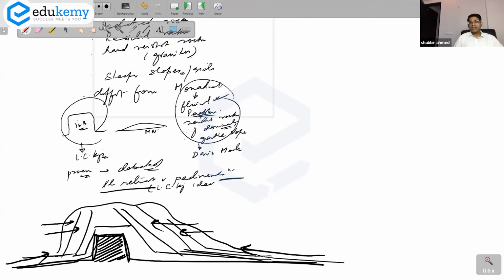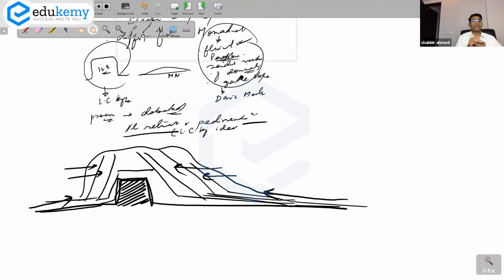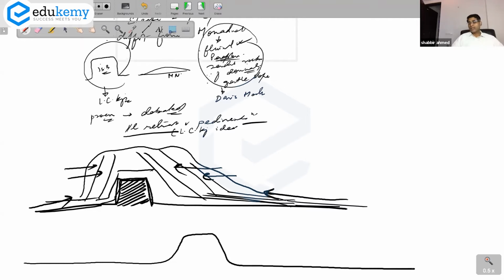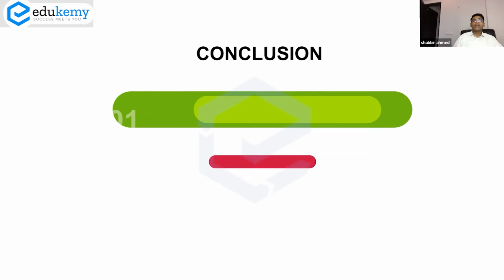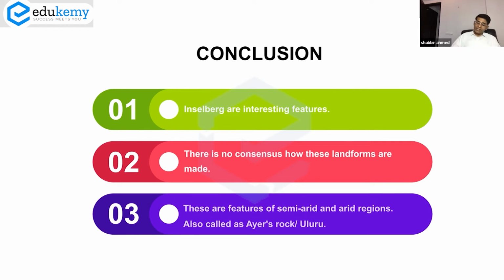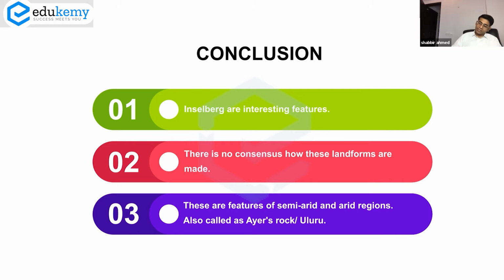Just draw two or three lines. Draw this and maybe you can have a small description: how the vertical faces retreat, and the pediment that starts growing, the pediplanation process. So what you are left with ultimately is this landscape. This is the Inselberg. And in the conclusion do mention that Inselbergs are very interesting features. There is no consensus as to how these landforms are made, and these are features of semi-arid and arid regions.